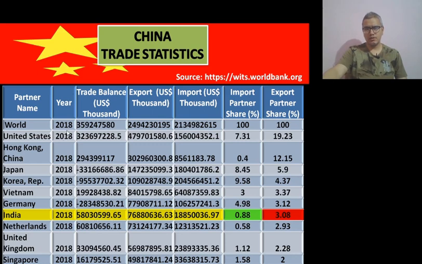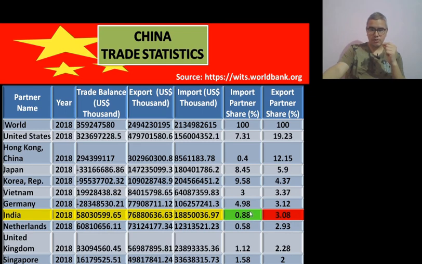This data is all of 2018. Only 2018's data, as the latest data is not available. The latest available is of 2018 on the World Bank site, that is wits.worldbank.org, and we see here that 58.03 billion US dollar worth of trade surplus is there for China from India. So obviously this is one thing. The suggestion is that instead of boycotting the imports, if we can raise our export to China, then we may be in a better position than right now.